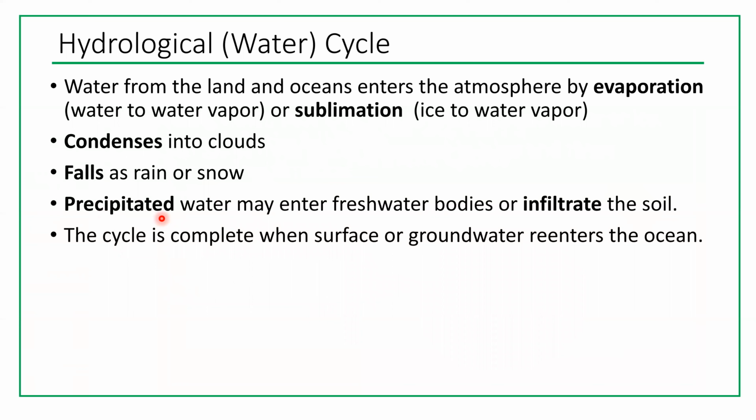Precipitated water, the one that falls on the surface, may enter freshwater bodies, or it can infiltrate the soil. When it infiltrates the soil, it can join underground water, and then it can run underground to water reservoirs, or it can stay underground for a very long period of time. But the cycle is complete when surface and underground water re-enters the ocean.